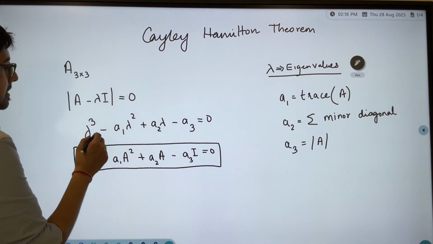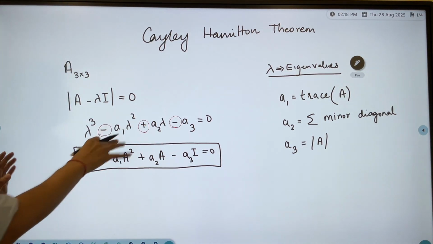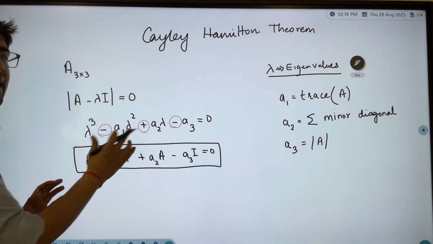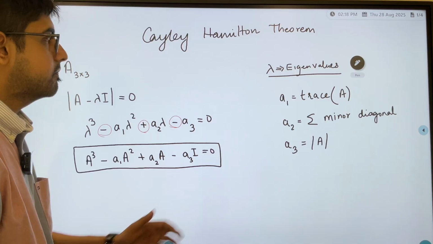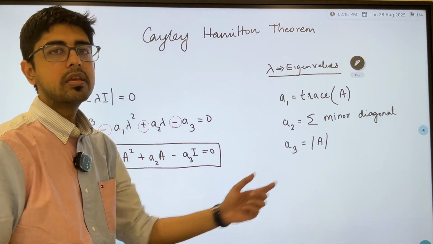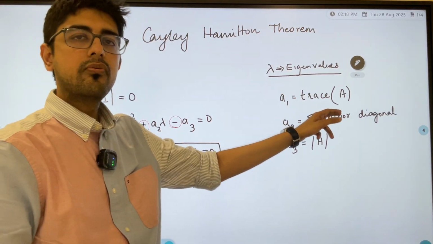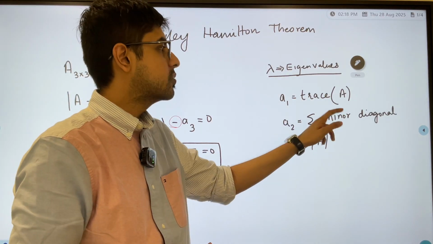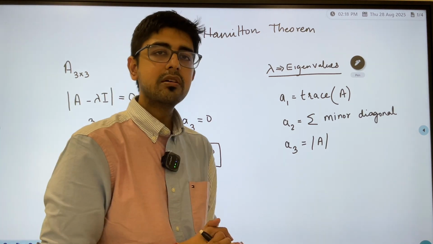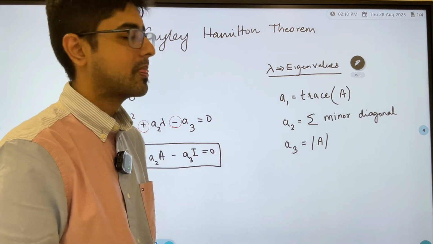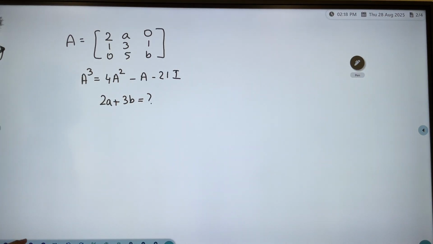What you need to pay attention to is, I have switched the signs like we do in a quadratic equation when we apply the sum rule and the product rule or any multinomial theorem. And these will be the values of A1, A2, A3. A1 is the sum of diagonal elements, A2 is the sum of diagonal minors, and A3 is the determinant of A. Let's see how this can be used to solve some of the questions.